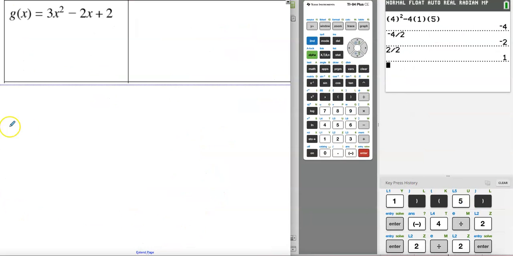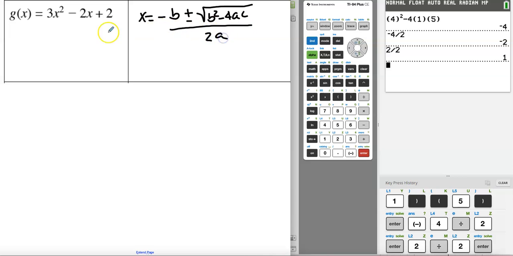So let's look at another example here, still using the quadratic formula. Again, x equals negative b plus or minus the square root of b squared minus 4ac, all divided by 2a. And again, we're solving this for x, so this has to equal 0, which we don't know what it is, so we're just going to set it equal to 0. So it's 3x squared minus 2x plus 2. Now we see that our a is 3, our b is negative 2, and our c is positive 2.